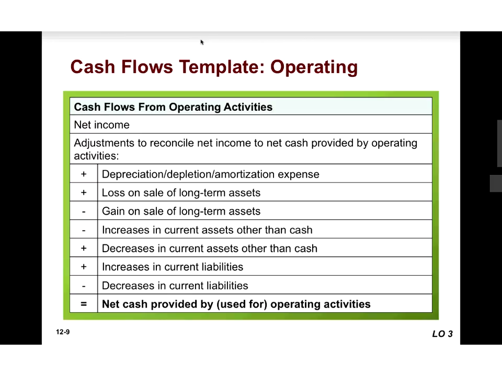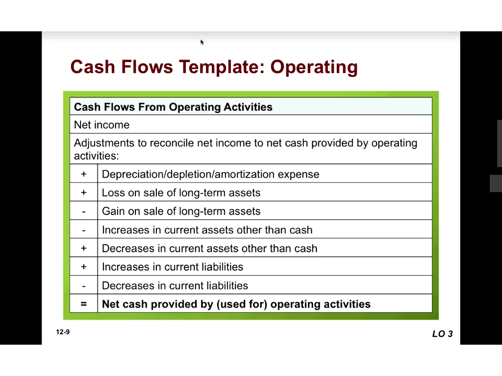This list of operating cash flows is on your exam reference sheet, so you don't have to memorize this list. So if you get a question that asks what kind of cash flow is a gain on sale of long-term assets, you can see on here it says subtract. That's the minus sign. It's an operating cash flow. So this list you don't need to worry about memorizing. You will need to know what investing cash flows and what financing cash flows are.